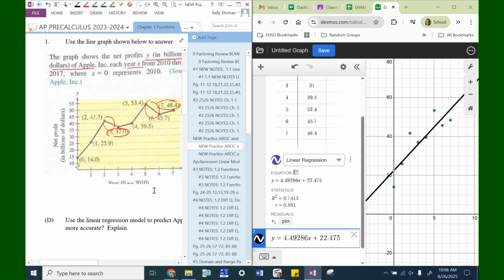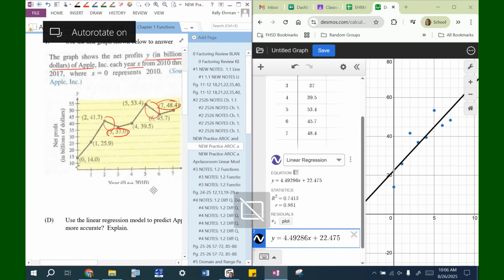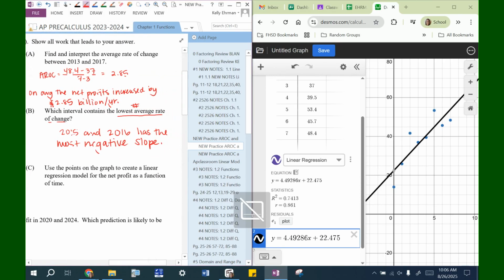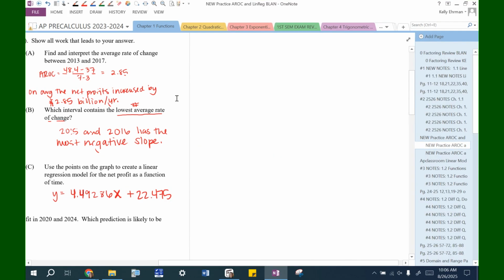So let's go ahead and write this down. Y is equal to, make sure you don't round any of this. Include all of the decimal points for your model. We do round final answers to 3 places, but you don't want to round within your work because then your final answer will be thrown off. All right. So this is the model.